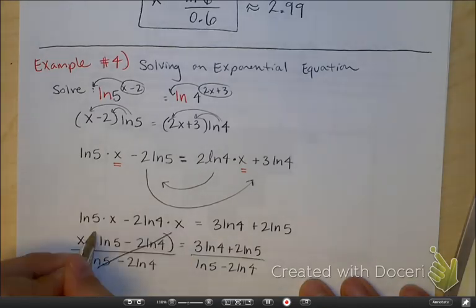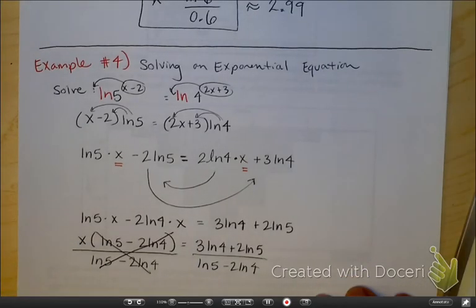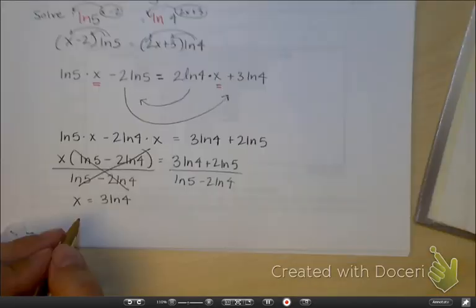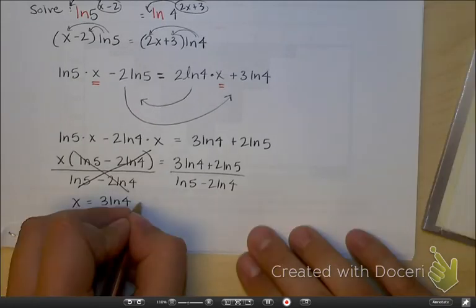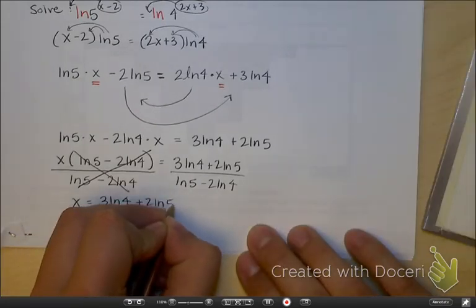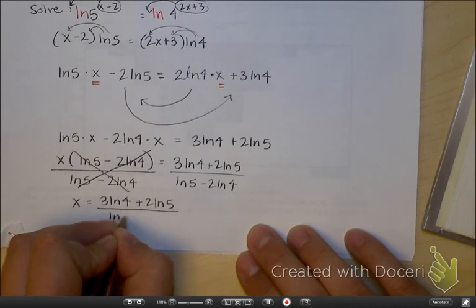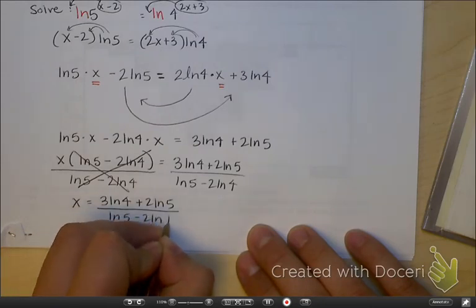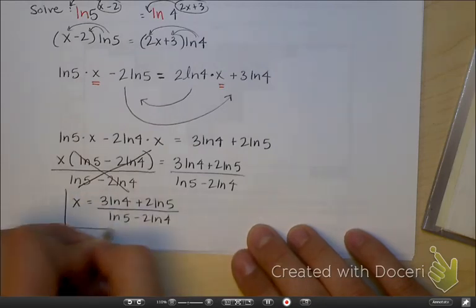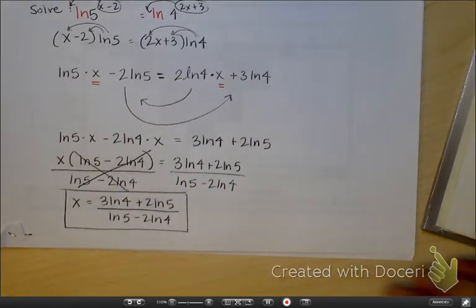So these equal 1, and I'm left with x equals 3 ln of 4 plus 2 ln of 5 divided by ln of 5 minus 2 ln of 4. Move this down just a little bit so you guys can see it. And again, that is the closest you're going to get to a final answer.